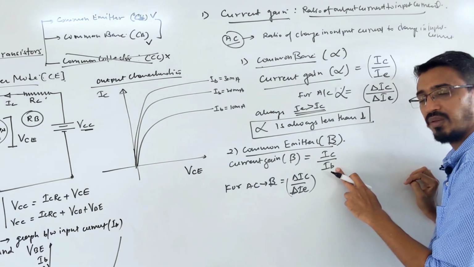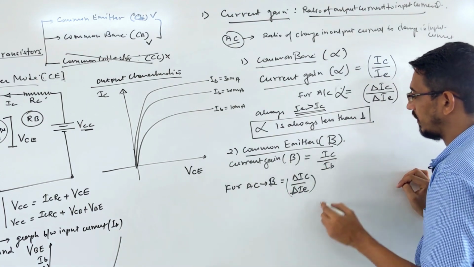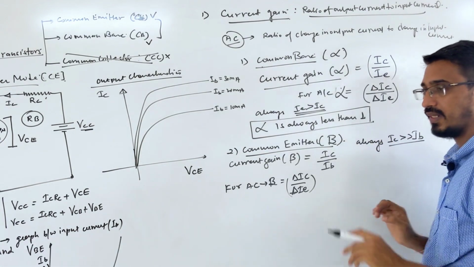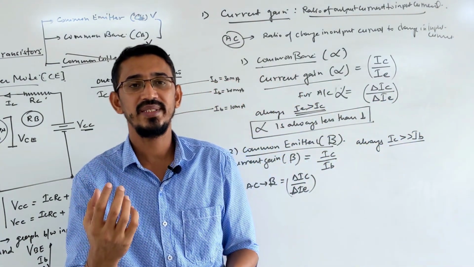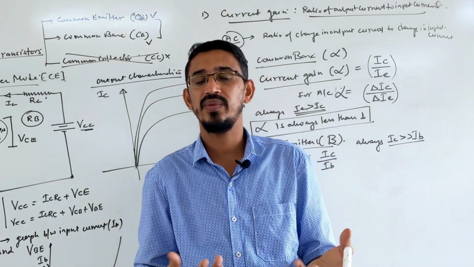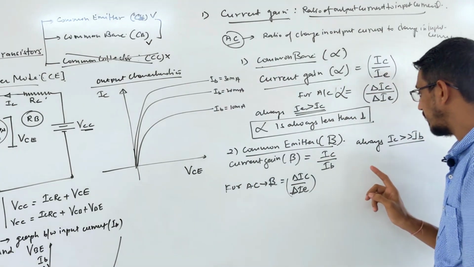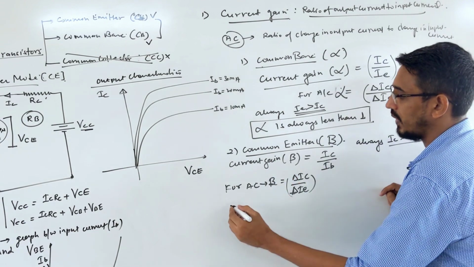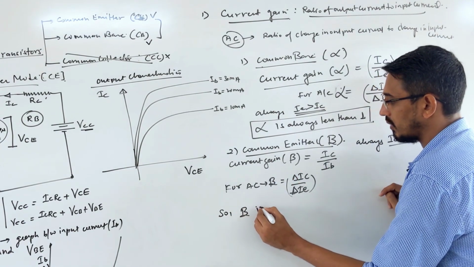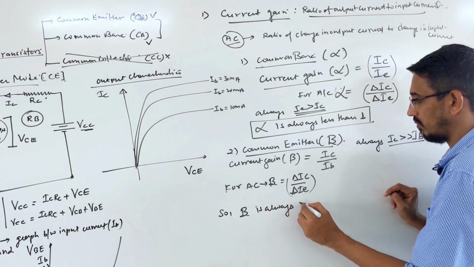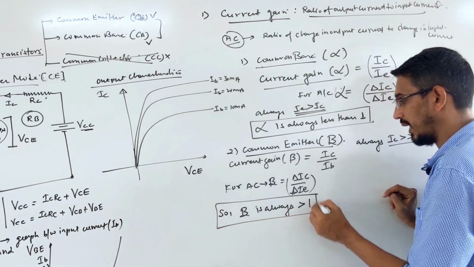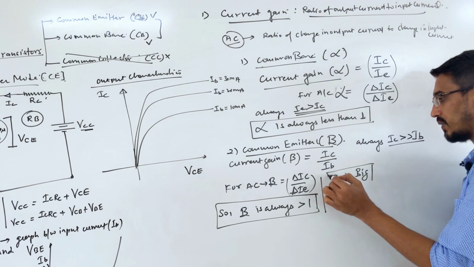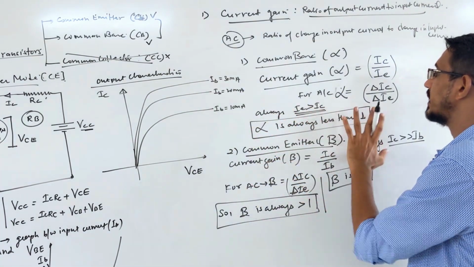Now watch carefully here. Your IC is always very big compared to IB. I told you, if emitter current is 100%, then base current is just about 5% of the emitter, and 95% is your collector current. Collector current is very big. It means the current gain is always more than 1, big by small. So your beta is always more than 1. How will you remember? Beta is big, beta is big, always more than 1. But alpha is always less than 1.